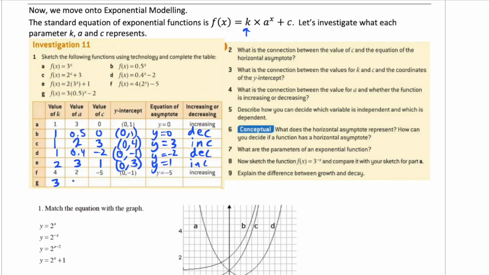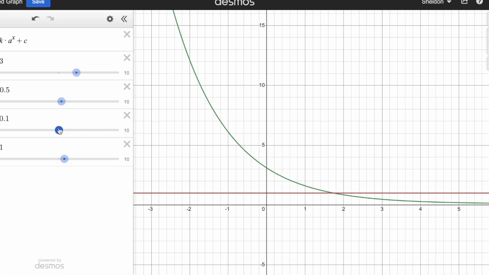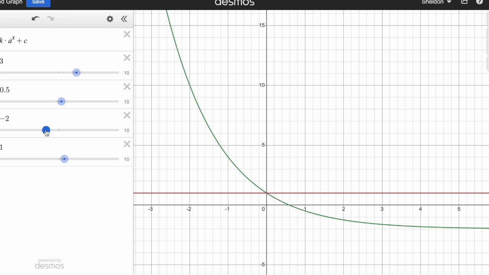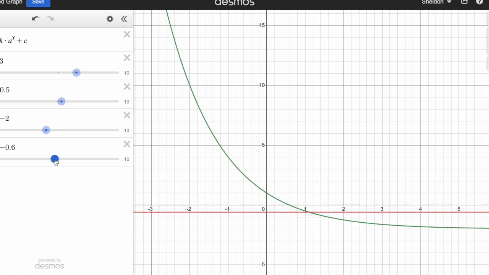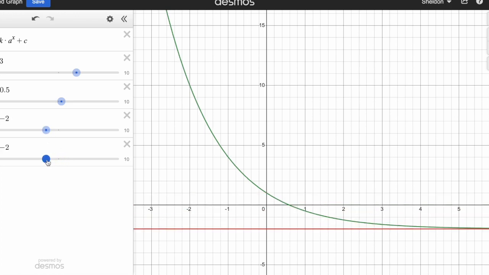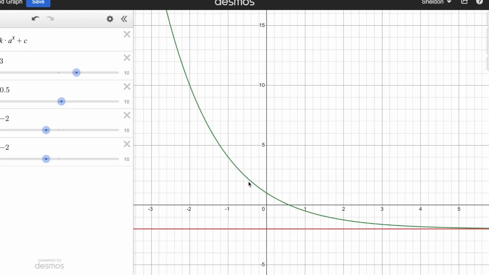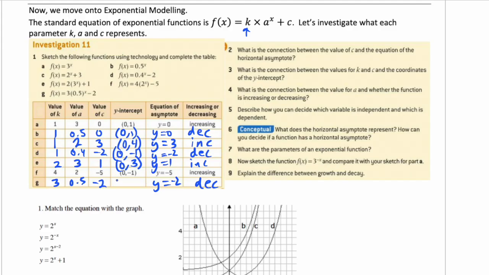Okay, and -2 here. So the c value is -2. That means the horizontal asymptote should also be -2, which it is, right? So y equals -2 is that. It's a decreasing function. And the y-intercept is (0, 1).